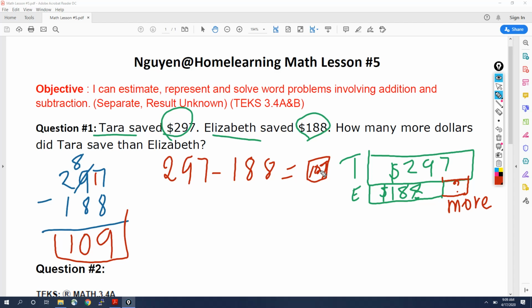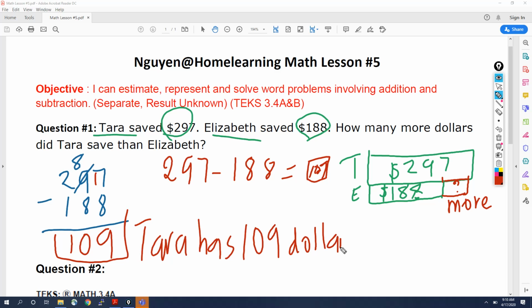So 109. Now we are going to write an answer statement. They ask how many more dollars Tara saved than Elizabeth, so we're going to write: Tara has $109 more than Elizabeth.